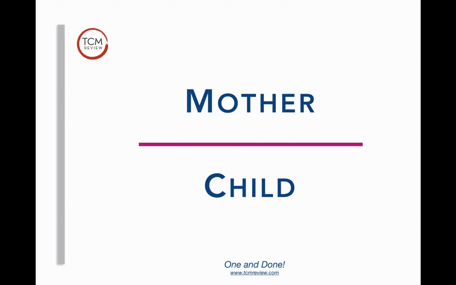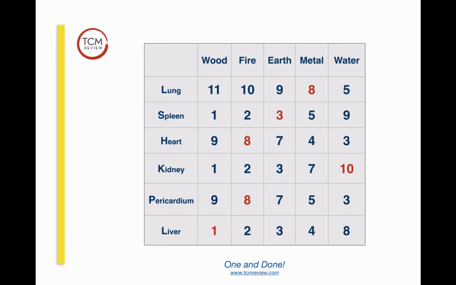Okay, so mother-child theory. We are using the 5 shu points, the 5 transporting points, or 5 elemental points. I'm not sure which term you're used to using, but they go by any of these 3. So you should be familiar with this table. It's from the Big Picture. What's important here will be knowing where the horary points are and also knowing how to find the son and the mother points. So let's start with the horary points.